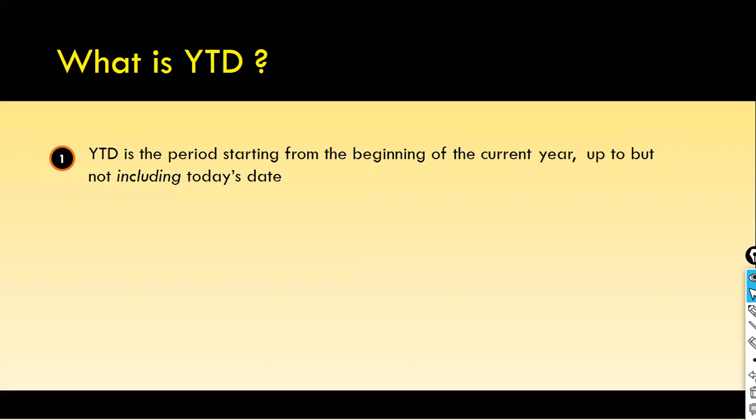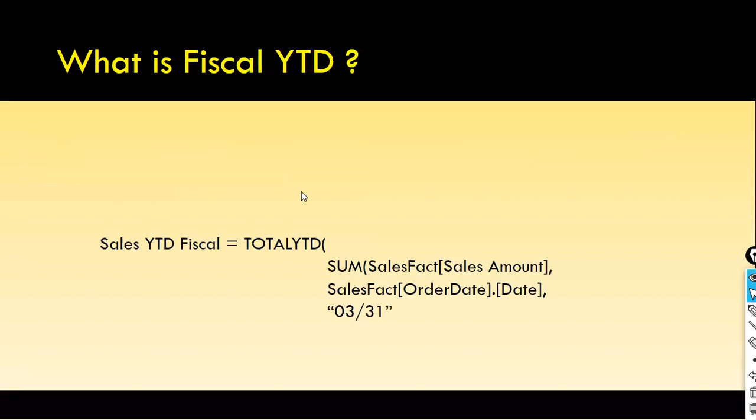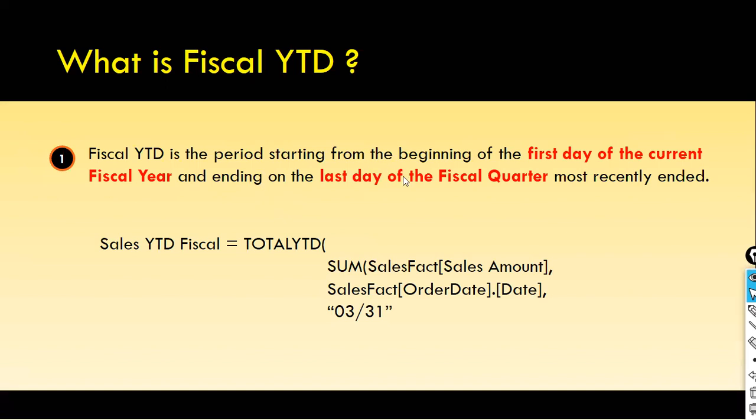The next one is the fiscal year to date. The fiscal year to date is a period starting from the first day of the current fiscal year. What is the first day of the current fiscal year? April 1st. And ending on the last day of the fiscal year. This is nothing but March 31st.